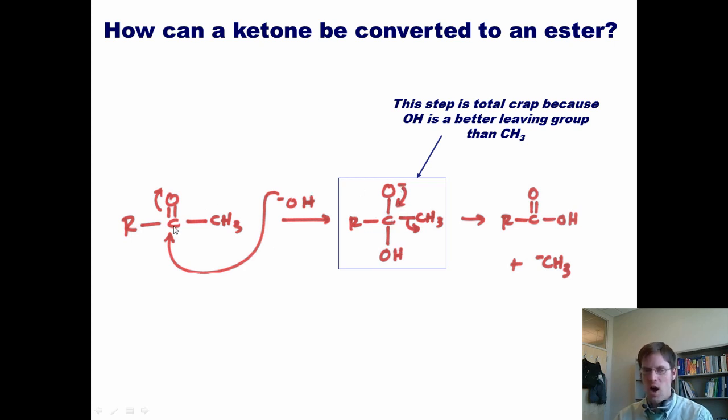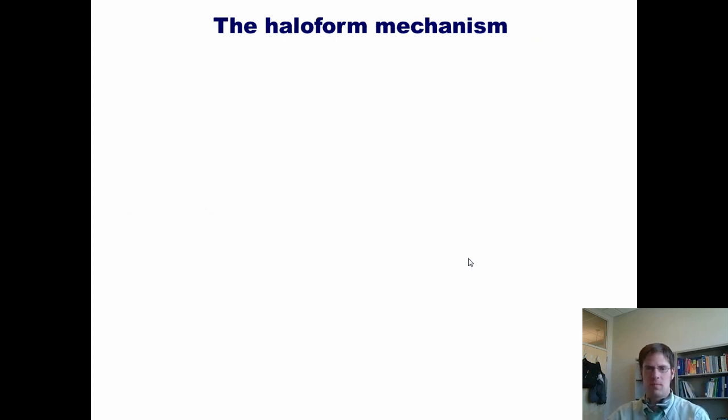So you cannot just take a methyl ketone and stir it with hydroxide and eventually convert it over to a carboxylic acid. That will not happen. And yet somehow the Haloform reaction does successfully convert a methyl ketone into a carboxylic acid. How in the world does that happen? To answer this question, we have to look at the mechanism.